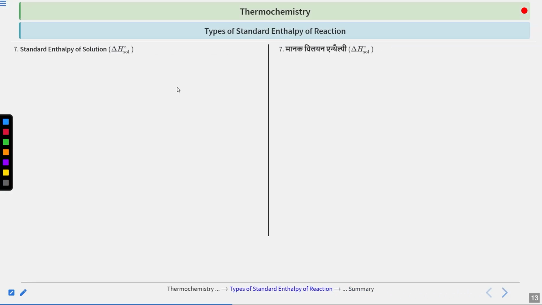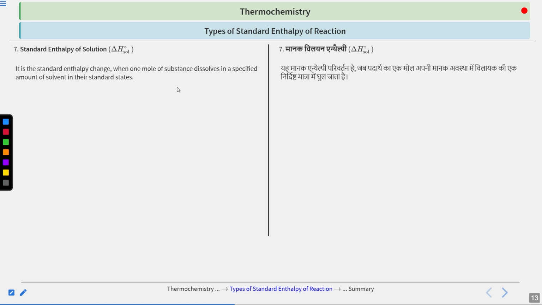Next, we have standard enthalpy of solution. It is the enthalpy change when a given solute is dissolved in a specified amount of solvent in the standard state. Okay, the thing should be in the standard state. Suppose we have delta H naught solution, it will be simply delta H naught lattice minus delta H naught hydration. So what are we saying? That we can get the enthalpy of solution by subtracting delta H hydration from delta H lattice. Clear? Okay.